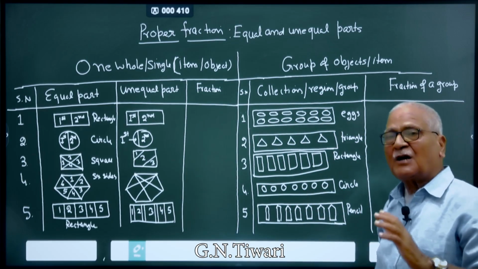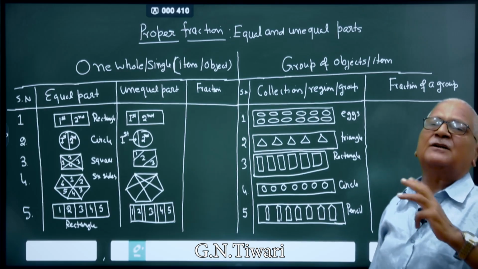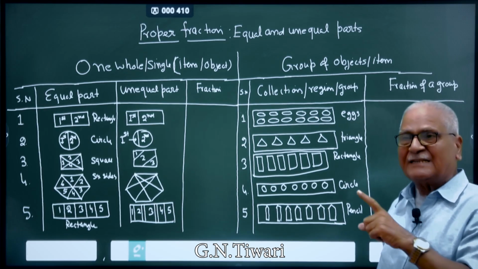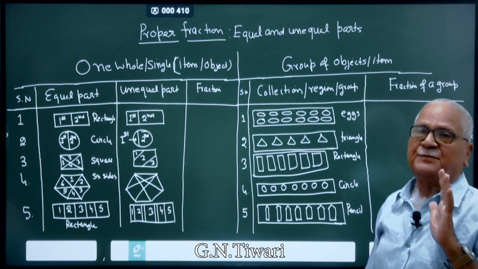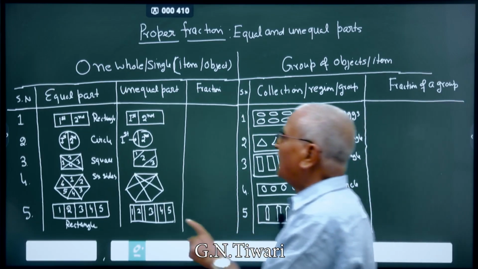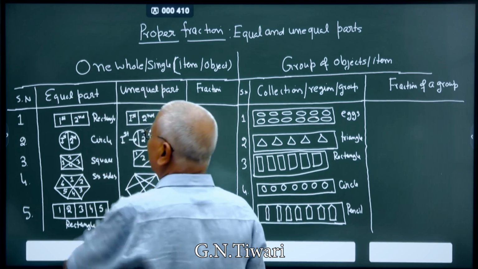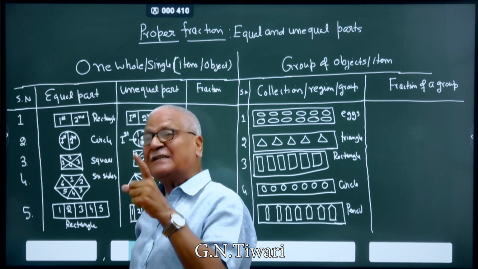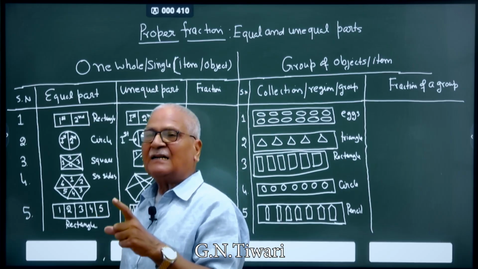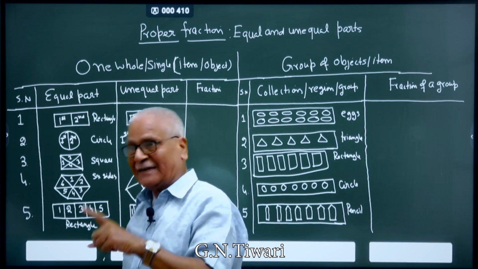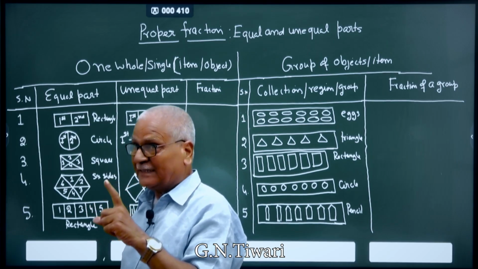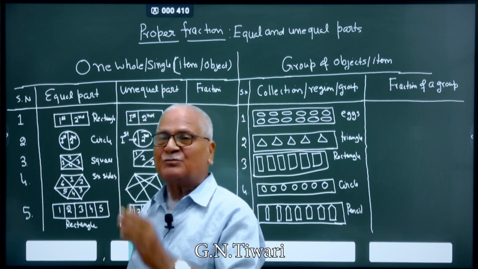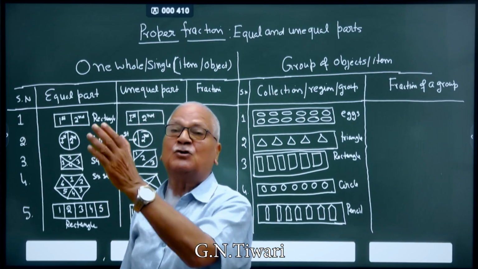So when we talk about groups, it means more than one, but the condition is that all the objects should be the same. And when I say one whole or single, it means there is a single item which is going to be divided, and it is equally divided, not unequally divided. So first I will tell you the meaning of how a single object can be equally divided and unequally divided.